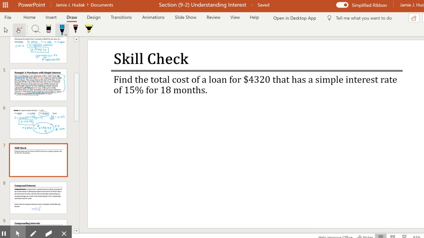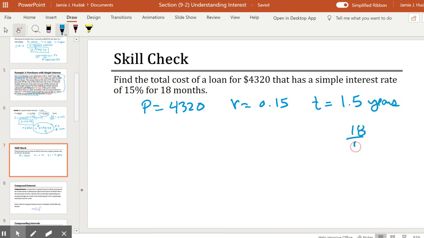Okay, so we have a skill check. Find the total cost of a loan that is $4,320 that has simple interest rate of 15% for 18 months. So our principal is $4,320. Our rate as a decimal is 0.15, and our time in terms of years is 1.5 years. To get that, you would simply do 18 months divided by 12, and you would get 1.5 years.